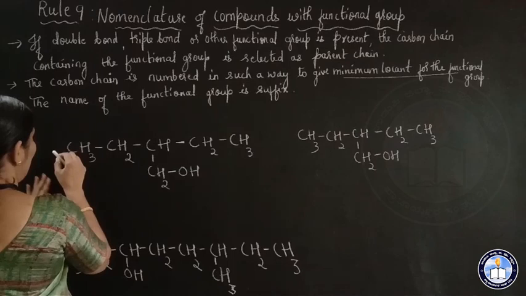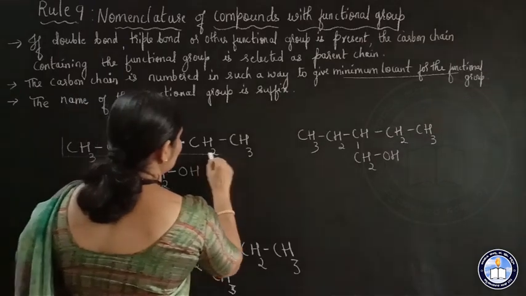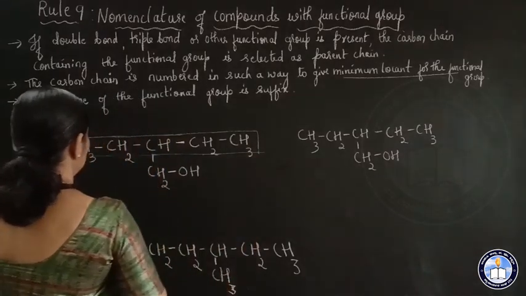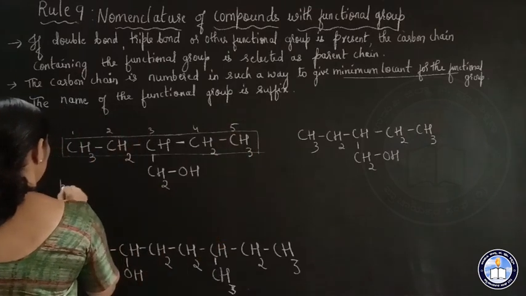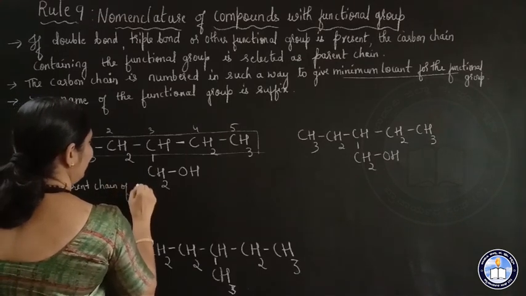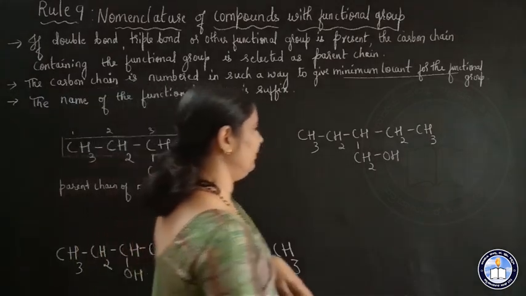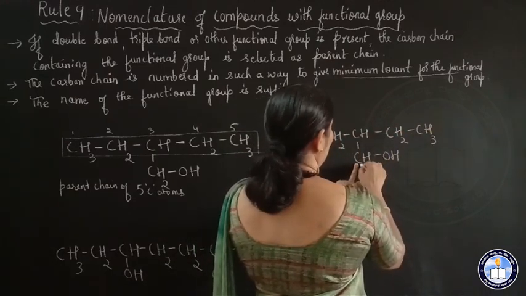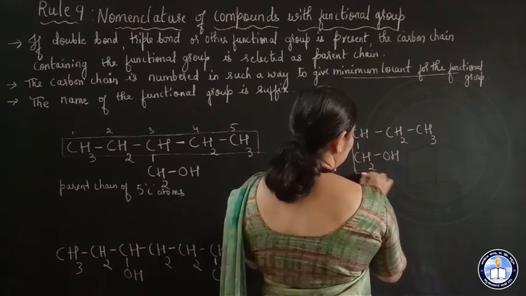Now see here. I will select this parent chain in this way. Straight chain of carbon atoms. So count the number of carbon atoms 2, 3, 4, 5. So this is a parent chain of 5 carbon atoms. Now I will select in another way. In this way 1, 2, 3, 4 or 1, 2, 3, 4. It is one and the same. So in this way I will select.